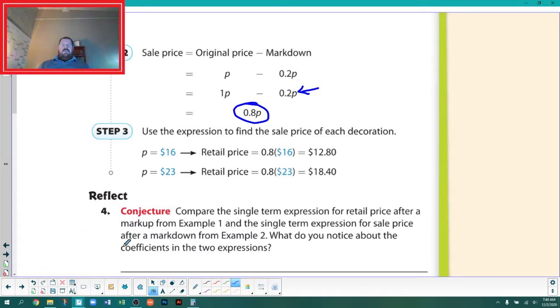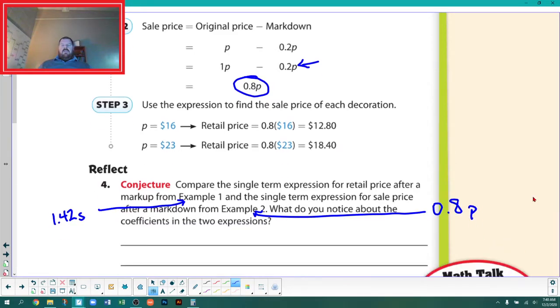Okay. In example 1, if I'm looking at this, it was 1.42s, and the single expression for the sale price in example 2, this one right here, was 0.8, and they used P on this one, and that's okay. What do you notice about the coefficients of the two expressions? And this is the key here.